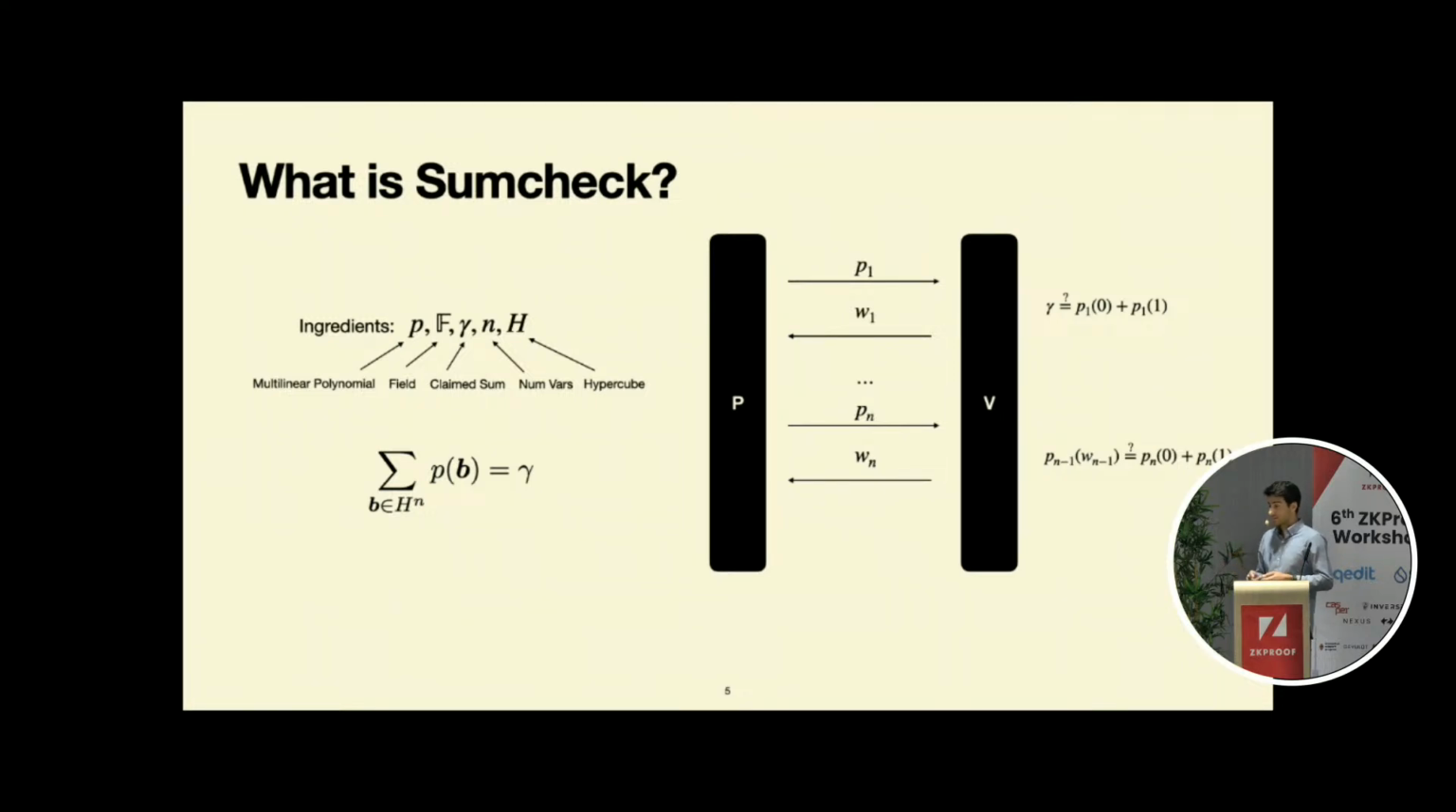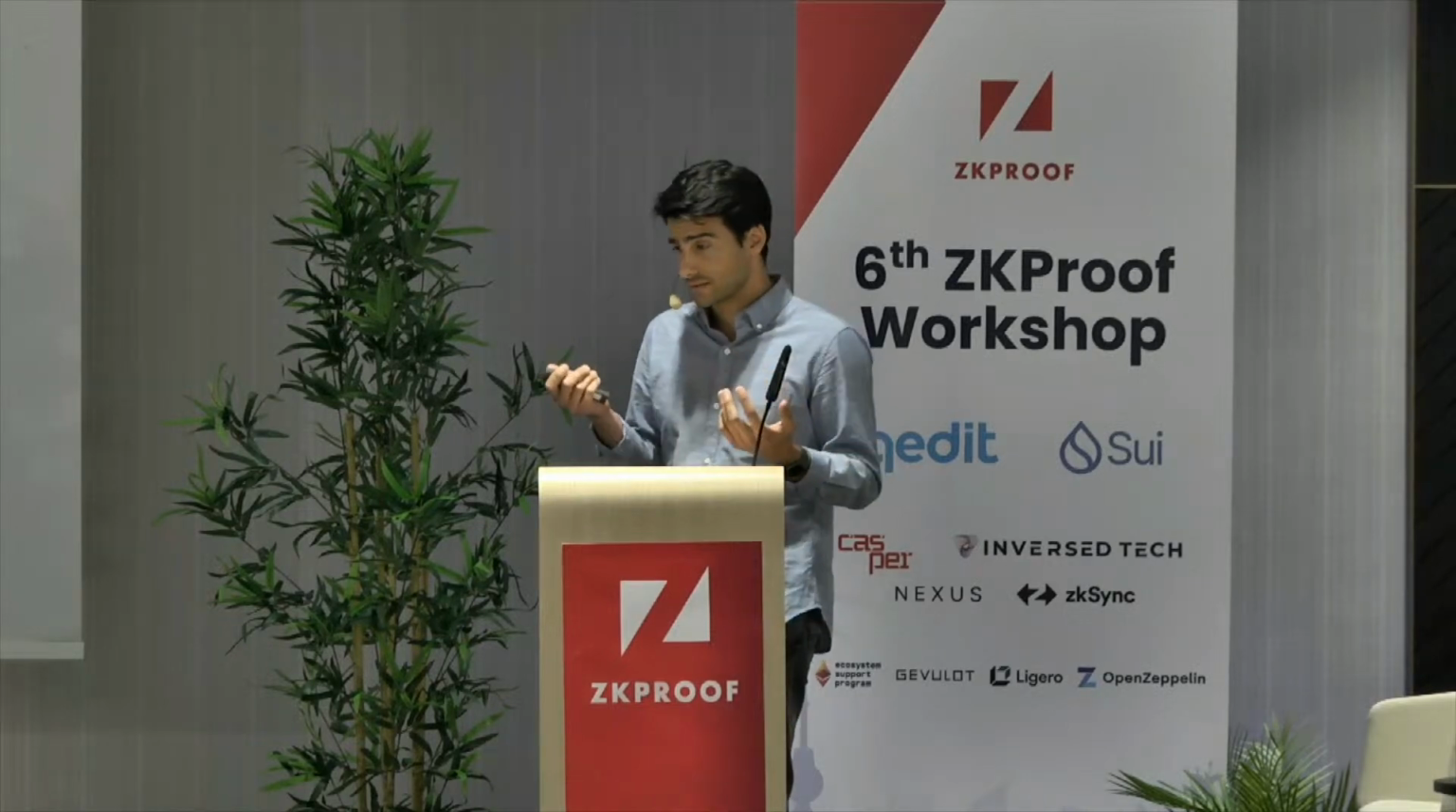If all of these checks work out, and we've performed this round interaction for all of the variables, the last thing we do is we're going to perform an oracle check for more or less the random point that we have been generating through all the rounds of the protocol. This is pretty much the complete protocol. It's quite simple and quite powerful.